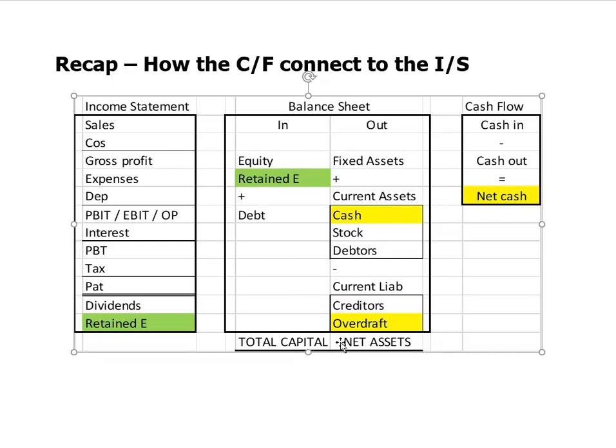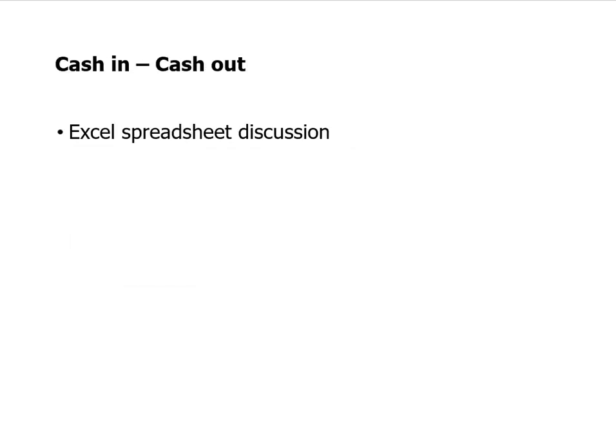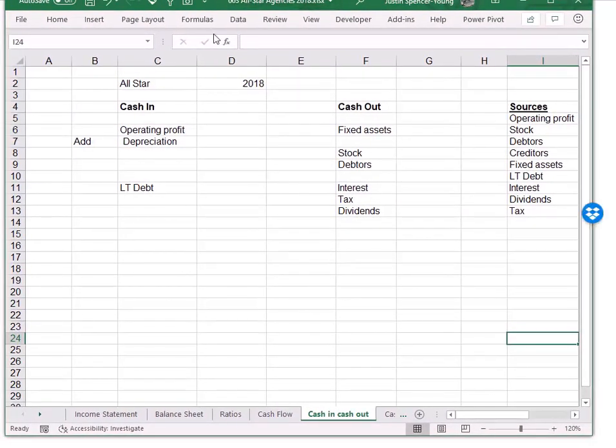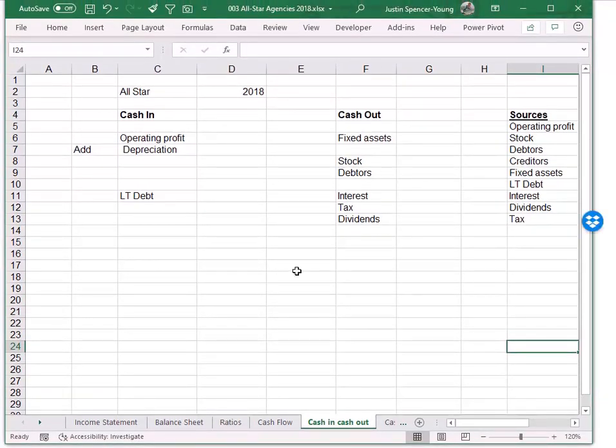Having forced our balance sheet to balance, we at least want to check if our balancing number is correct, and the cash in minus cash out of a cash flow exercise helps us find this net cash position that typically makes up the cash and overdraft position in the business. So let's get into that. I'm going to bring onto screen my cash flow statement for All-Star, and we're going to go through this together in order to understand how cash flow works.